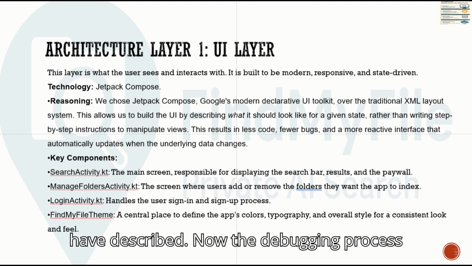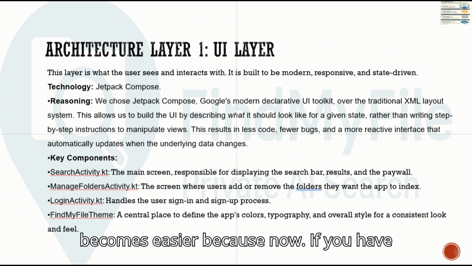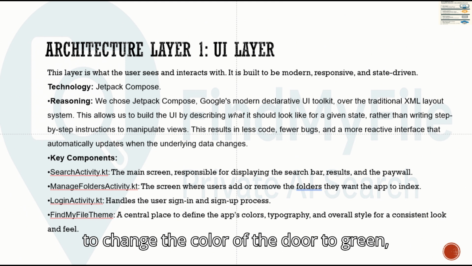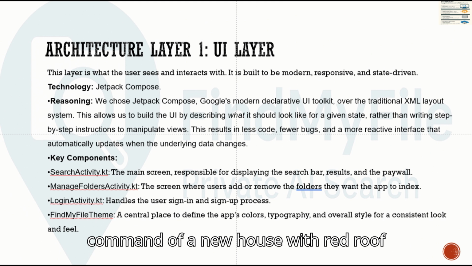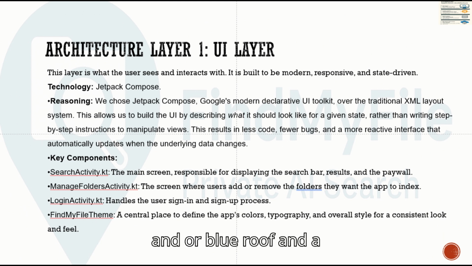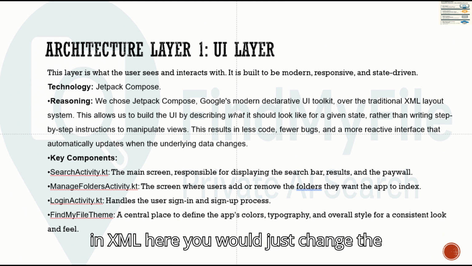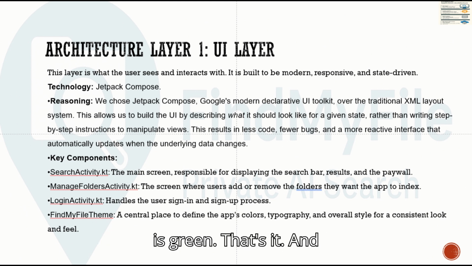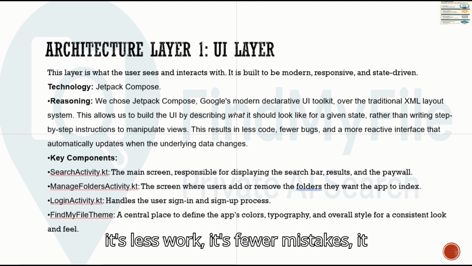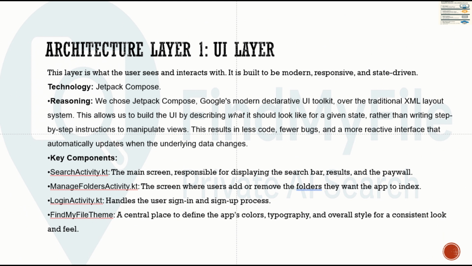Now, the debugging process is easier. Change management in Jetpack Compose becomes easier because if you have to change the color of the door to green, you don't write a whole new command for a new house with a red roof and a new door color, as you would have done in XML. Here, you would just change the command: build me a house where the roof's color is red and the door's color is green. That's it. It's less work, fewer mistakes, and faster automatic updates. That's why you use Jetpack Compose. Now we'll move on to the next layer.